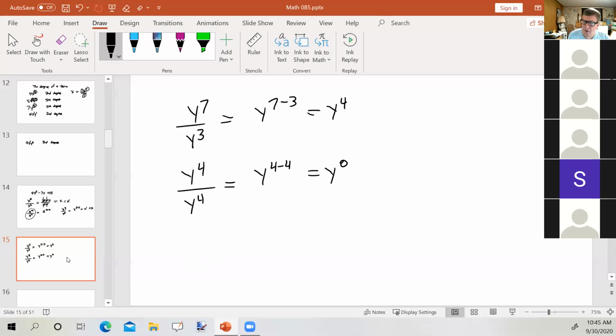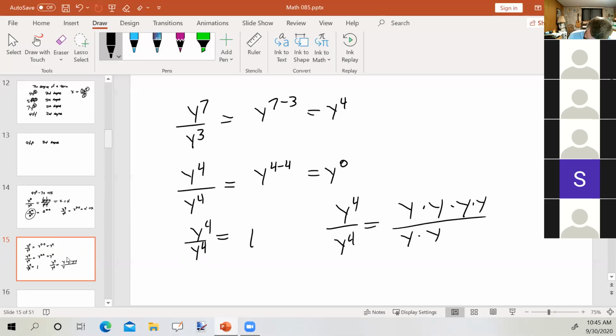But let's take that problem and deal with it a different way. Y to the 4th over y to the 4th. Isn't a number divided by itself equal to 1 unless it's 0 divided by 0? So wouldn't y to the 4th over y to the 4th be equal to 1? Or let's do it the long way. This would be y times y times y times y over y times y times y times y. If we reduce y over y, we get 1 over 1. Y over y, we get 1 over 1.